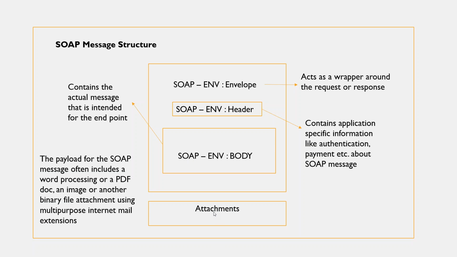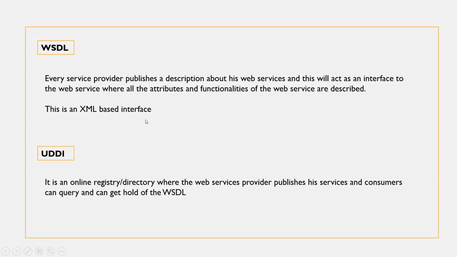Clear? And the attachments: the payload for the SOAP message often includes a word processing or PDF document, an image, or another binary file attachment using Multipurpose Internet Mail Extensions. Every SOAP message has to follow this particular structure, and it is one of the specifications. Clear? Then comes the WSDL. If you are a service consumer and you want to make use of a web service, then you need to know all the details about the web service, right?